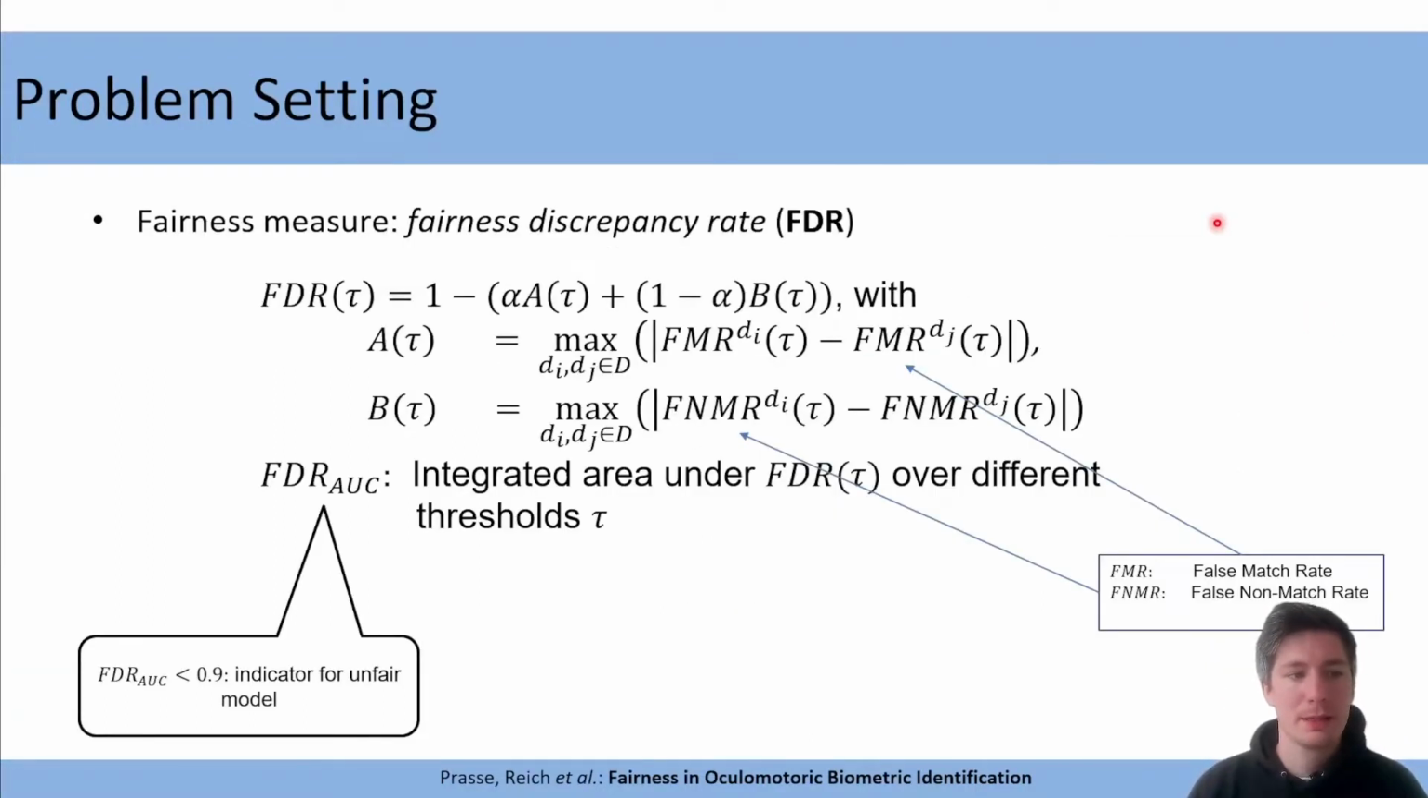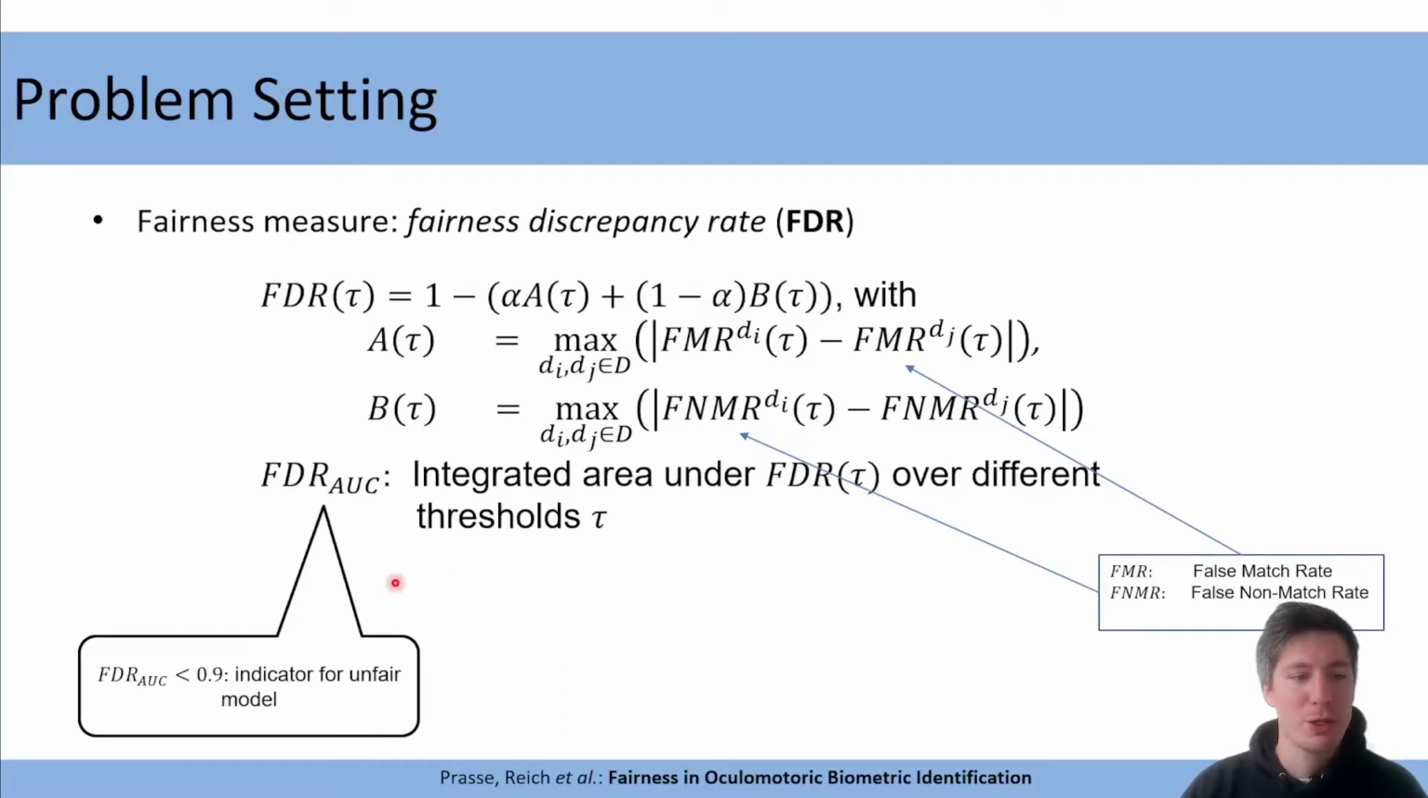So the problem setting is to measure fairness of biometric systems. For that, we introduce the fairness discrepancy rate as a metric. The fairness discrepancy rate is the maximum difference between the false matching rate for different demographics and the false non-matching rate for different demographics. The false non-matching rate I introduced beforehand. The false matching rate is the measure where people that don't have access to the system are wrongfully granted access to the system. We then take a weighted average. We choose here an alpha of 0.5. It depends on the use case, but prior literature uses an alpha of 0.5.